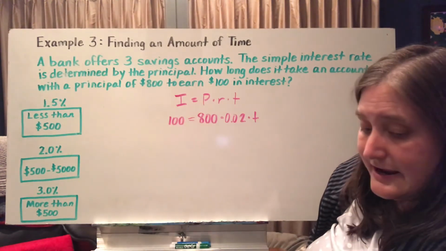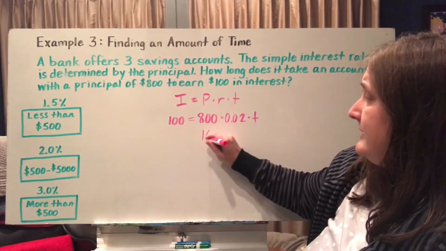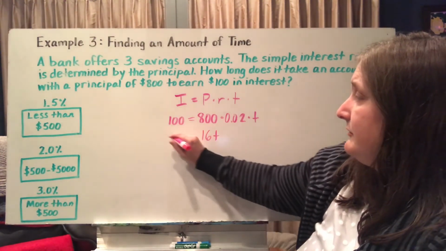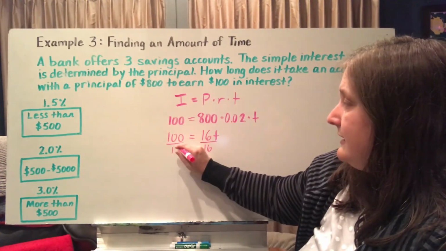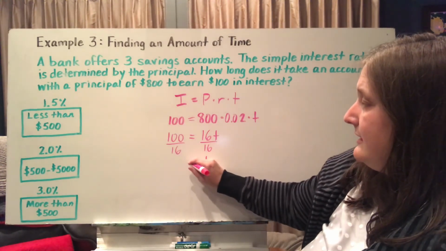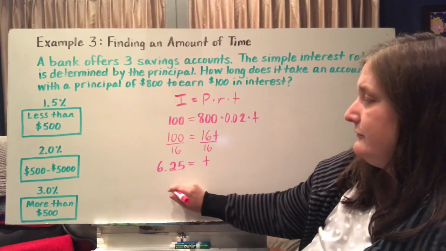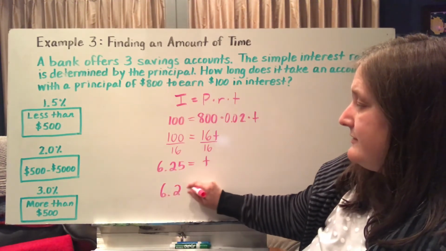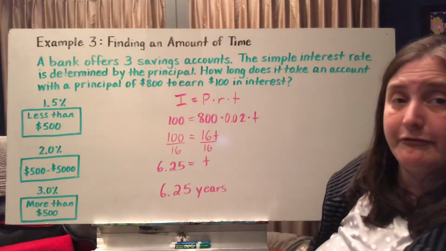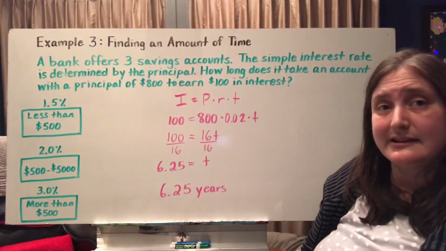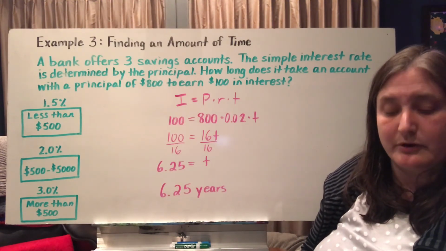So I can do 800 times 0.02, and that gives me 16. So I have 16t equals 100. So to solve for my time here, I'm dividing each side by 16. And for t, I get 6.25. So this is 6.25 years, or 6 1/4 of a year, or basically 6 years and 3 months, since 3 months is 1/4 of a year.